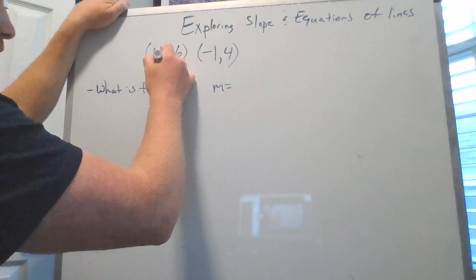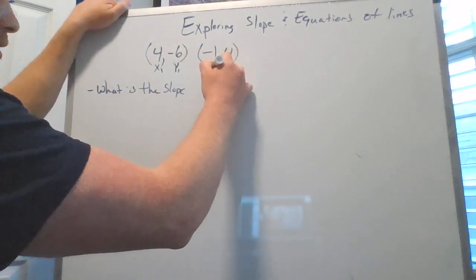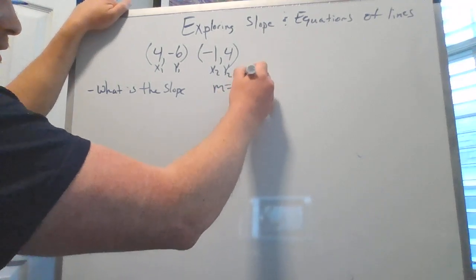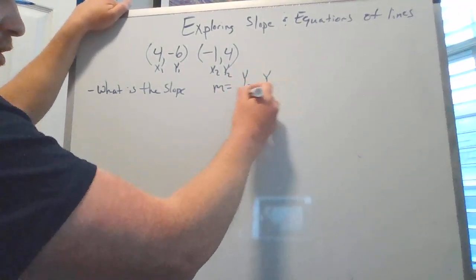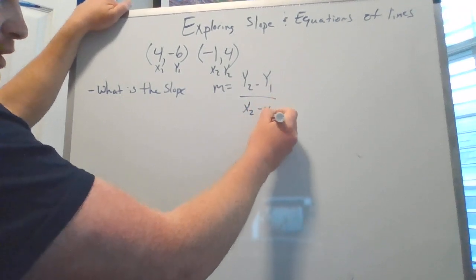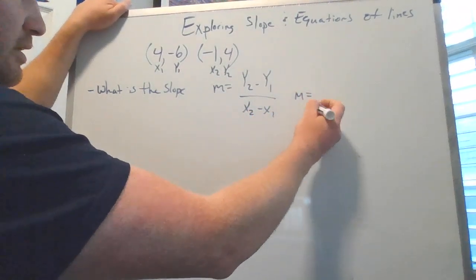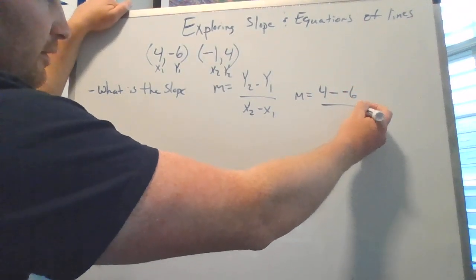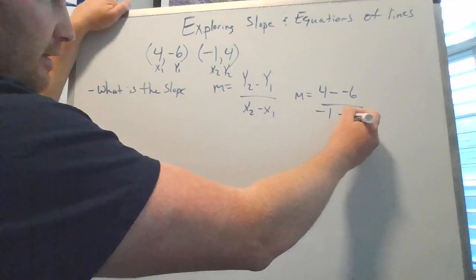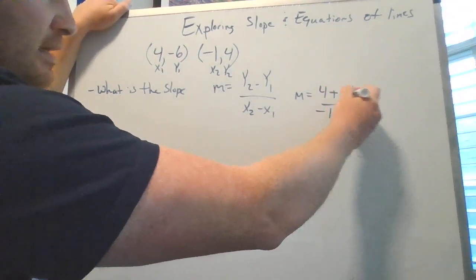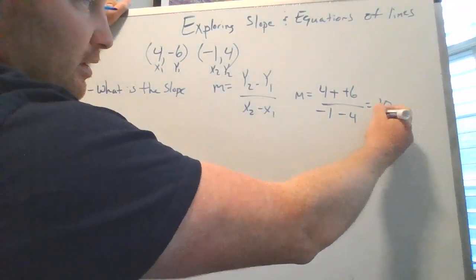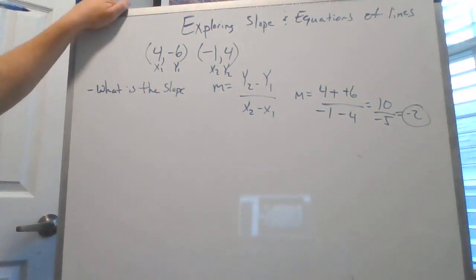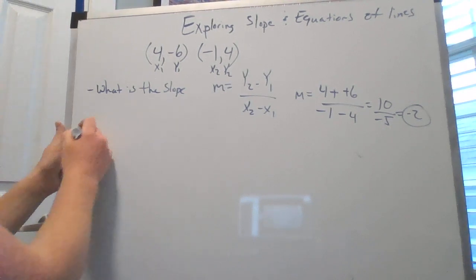So m equals, I want you guys to keep doing this, x1, y1, x2, y2. So going in, you know the formula, remember, is y2 minus y1 over x2 minus x1. So my slope is going to be 4 minus negative 6 all over negative 1 minus 4. Minus negative is now plus positive. So this is 10 over negative 5, which is negative 2. Okay? It's that basic. Let's get good at our math.